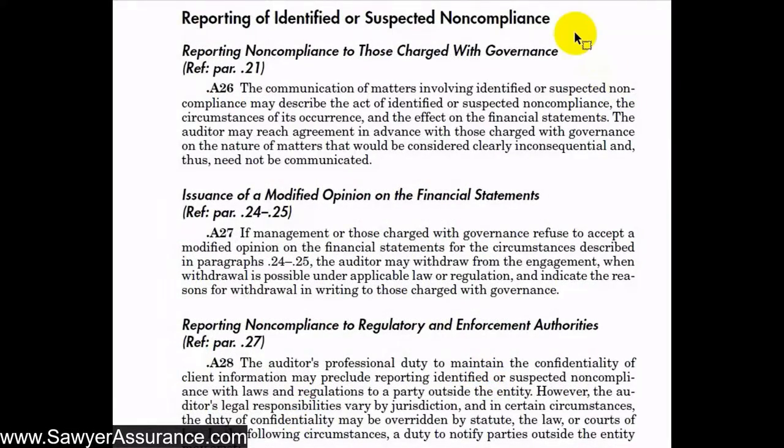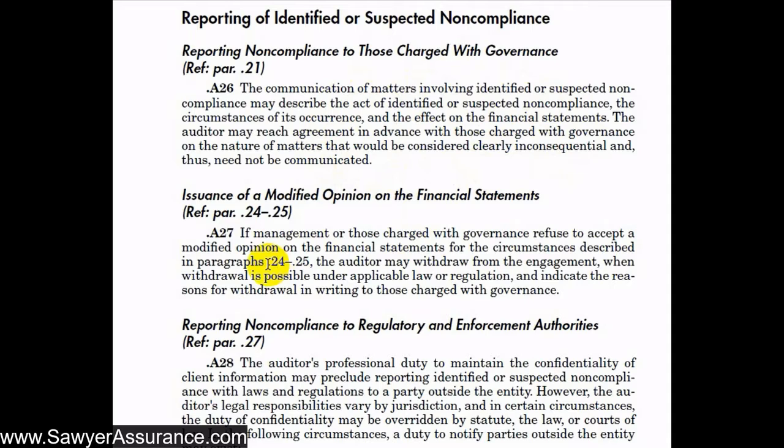Okay, so now we're down to the explanatory material section for reporting identified or suspected noncompliance at the client that we're auditing. So first, regarding reporting to those charged with governance, when we do so, our communication might involve identified or suspected noncompliance. It may describe the act identified or suspected noncompliance, the circumstances of its occurrence, and the effect on the financial statement. So we may reach an agreement in advance with those charged with governance on the nature of matters that would be considered clearly inconsequential and thus need not be communicated. And you remember that would have possibly come about in the terms of our engagement, if you want to go back to those videos.